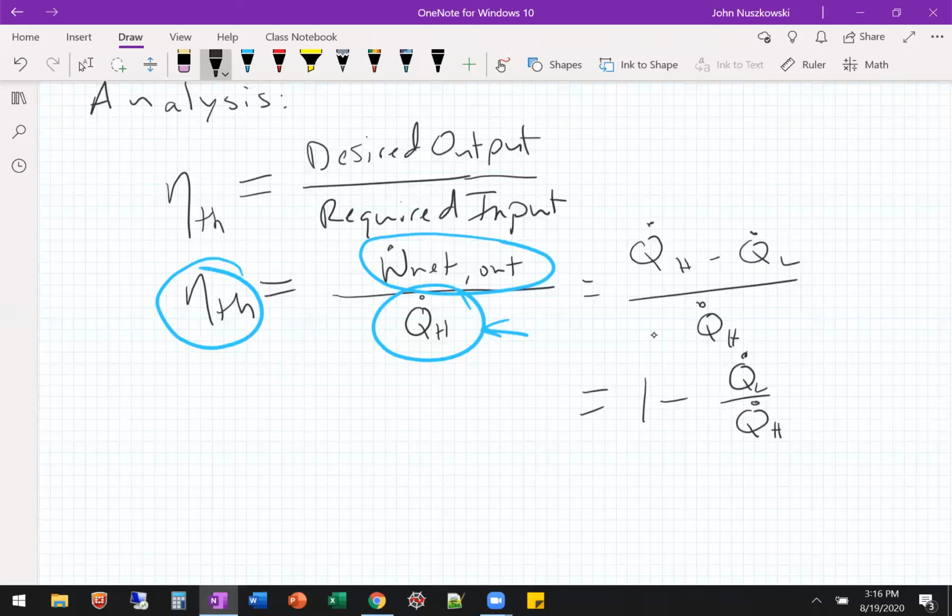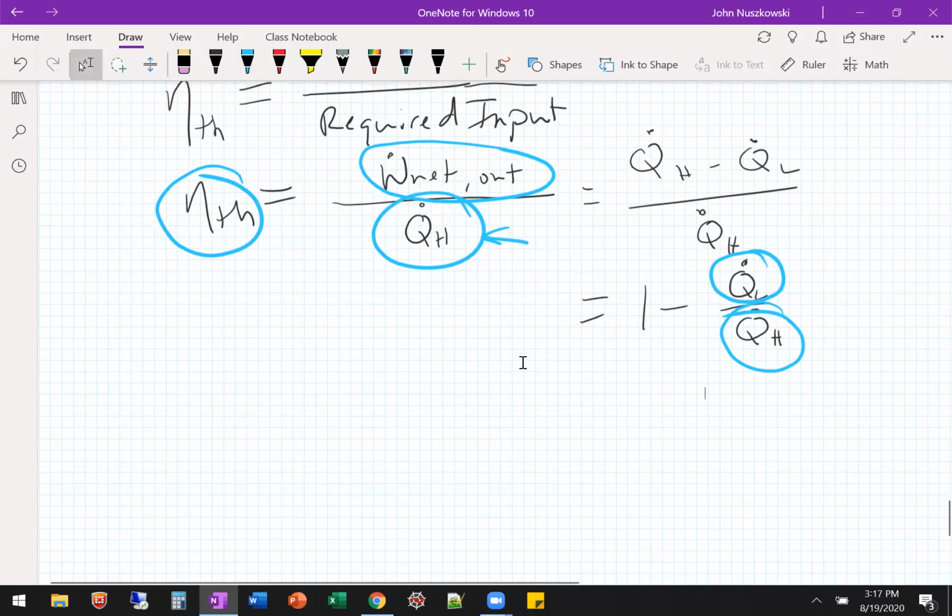Okay, we don't know QL then, right? And we're ultimately trying to solve that. Is there anything that could tell us the ratio of these two? Like QL over QH.